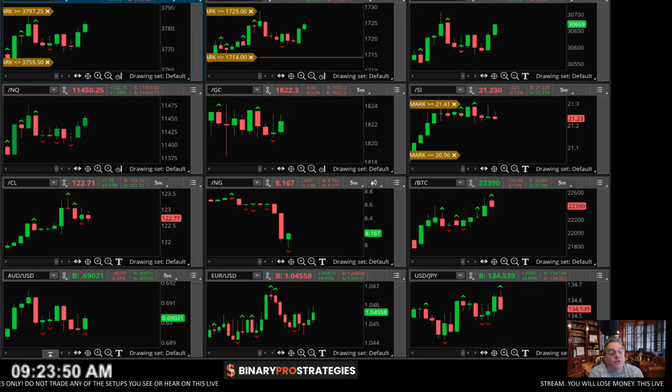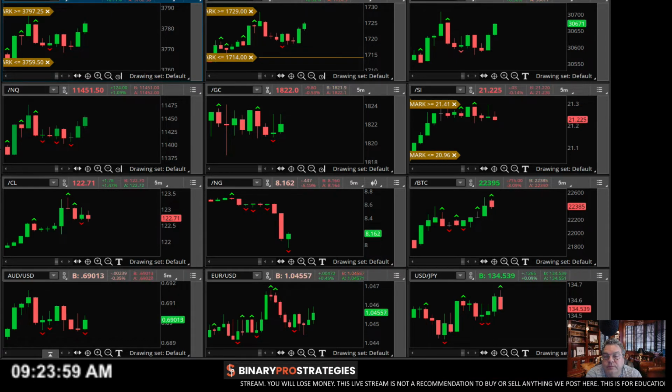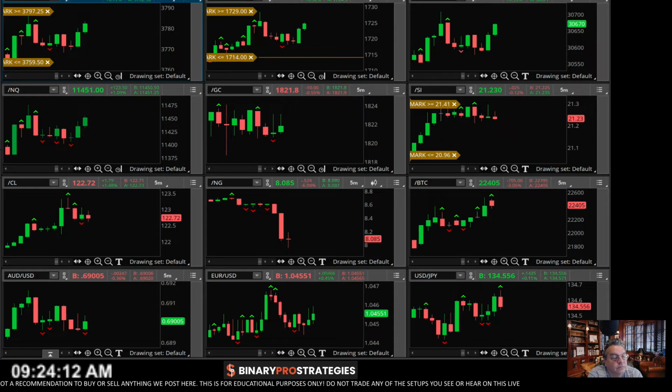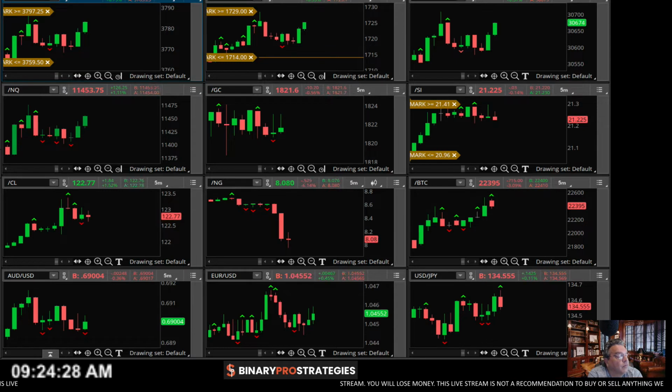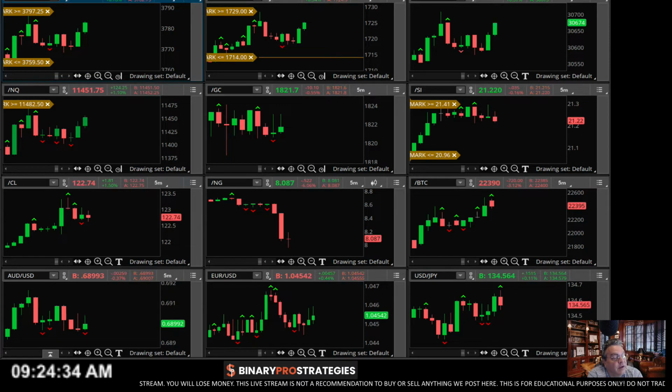Also getting a buy now on NQ. NQ is going to be your mini NASDAQ. Target on that mini NASDAQ is going to bring us up to 114.82 and a half. And if I need to reverse, I'm going to reverse at 113.70.